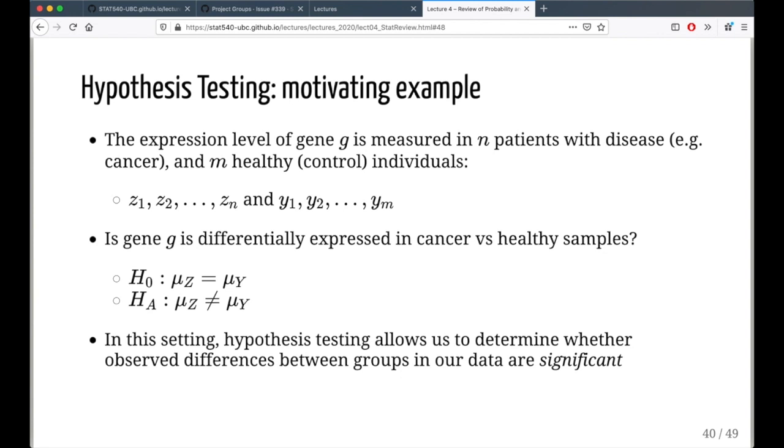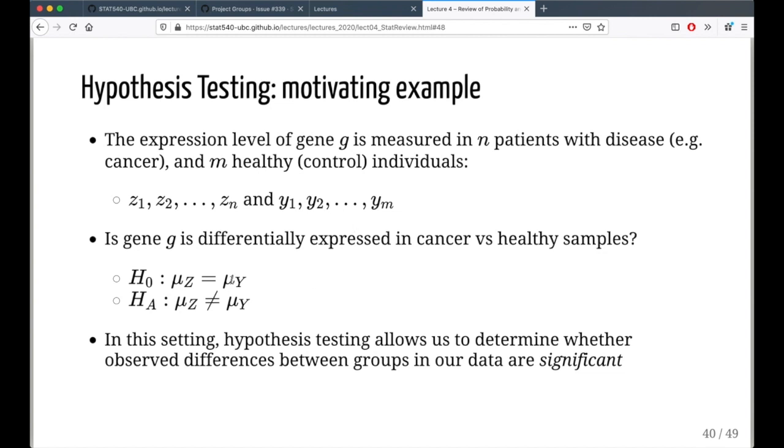So a motivating example of why we might want to carry out a hypothesis test: let's consider the expression level of a particular gene G that we measure in N patients with disease. So we have these Z1 to Zn, those are measurements of gene G in N disease patients. And then we have M control or healthy samples. So we have Y1 to Ym, healthy samples, measurements of that gene. And we want to ask, is gene G differentially expressed in our cancer samples compared to our control samples?